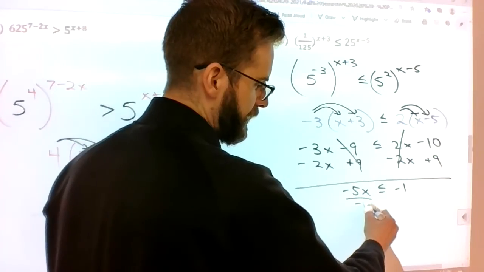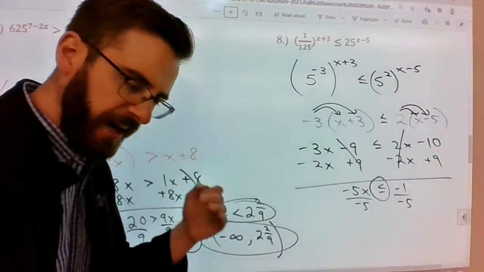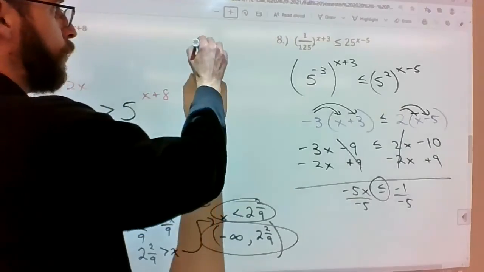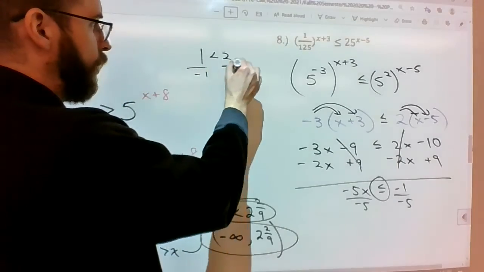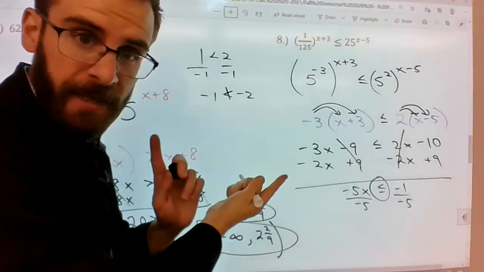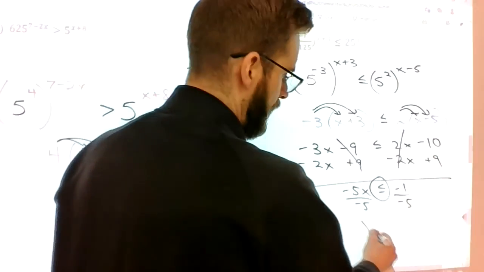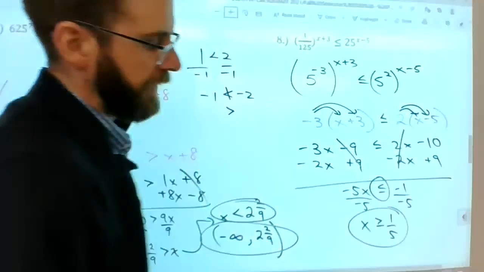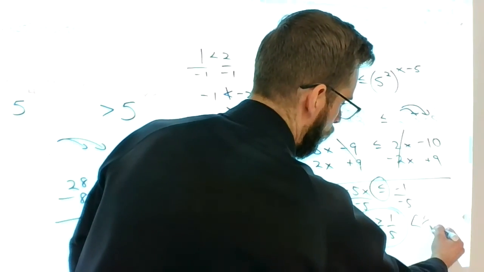Here's the kicker. You got to remember, when you divide by negatives, it flips the symbol. Dividing by a negative fundamentally changes an inequality, right? 1 is less than 2. Yeah, that's true. Divide by a negative 1. Negative 1 is not less than negative 2. You got to flip it in order to make it true. Okay? So, x is greater than or equal to positive 1/5. And that's your answer. Or bracket 1/5 to infinity.